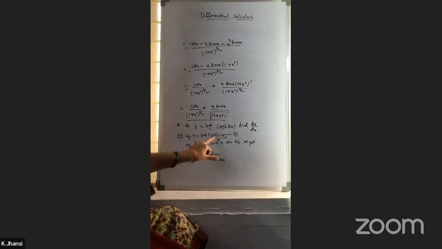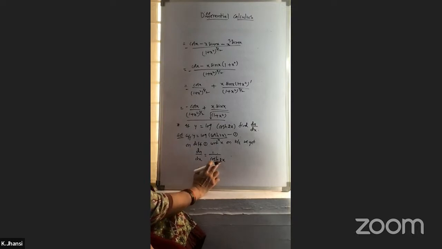But instead of x, we have cosh 2x there. That means you have to do the differentiation of this term also. So the differentiation of cosh 2x is, here again 2x is there. Only cosh x means directly we can write sinh x. But here instead of x, we have 2x.